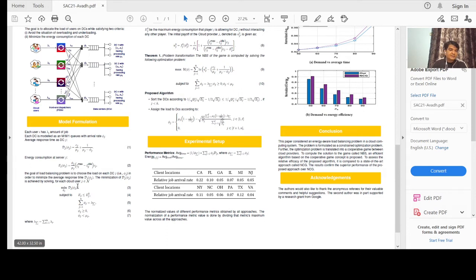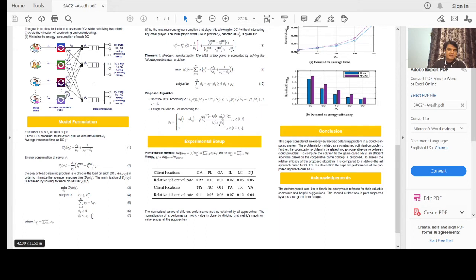The first constraint means each data center can bear a maximum amount of energy consumption, that is Ej naught. This constant tells us that the energy consumption of a data center, while assigning the amount of job phi j, will not exceed this limit, Ej naught. Next is the simple conservation constraint, and phi j must be greater than or equal to 0. And this is the stability constraint.